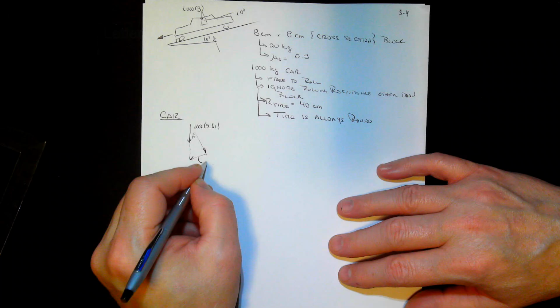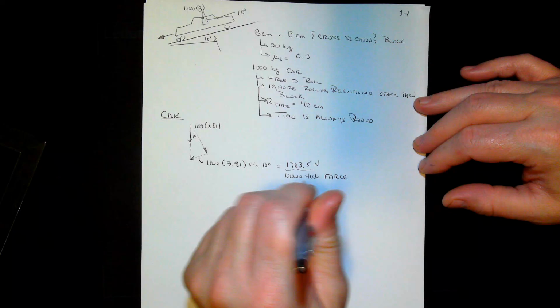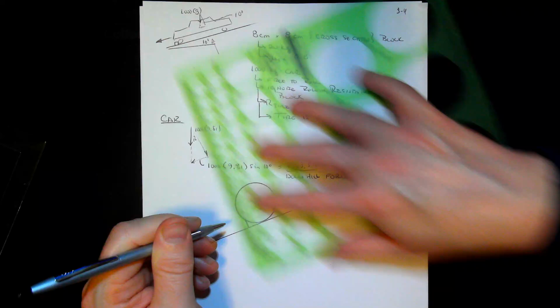It's free to roll. Ignore all rolling resistance other than the block. The radius of a tire on either side is 40 centimeters, and assume the tire is always round. And so the question is, will the block hold and stop the car, or will it give way and the car is going to roll downhill?